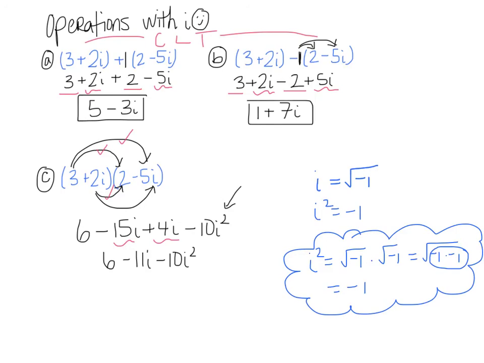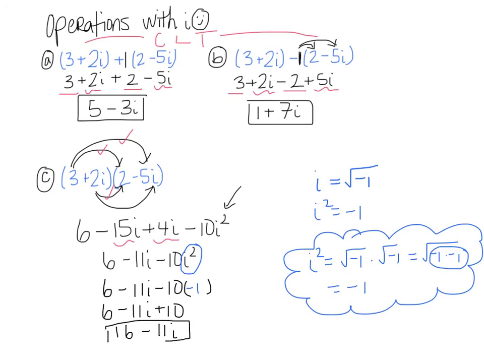That means whenever I see an i squared, I can replace it with a negative 1 to further simplify the expression. So here, when I have 6 minus 11i minus 10i squared, it really is 10 times negative 1. So let's simplify this. We get 6 minus 11i plus 10. My final answer would be 16 minus 11i. If I asked you where was the A and the B, could you tell me? I hope so. This is my final answer.